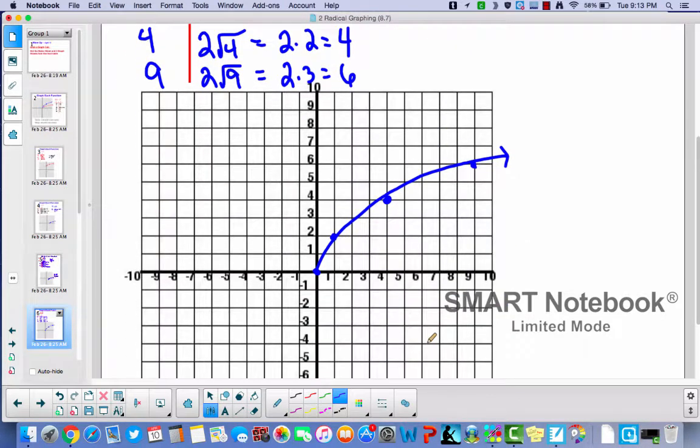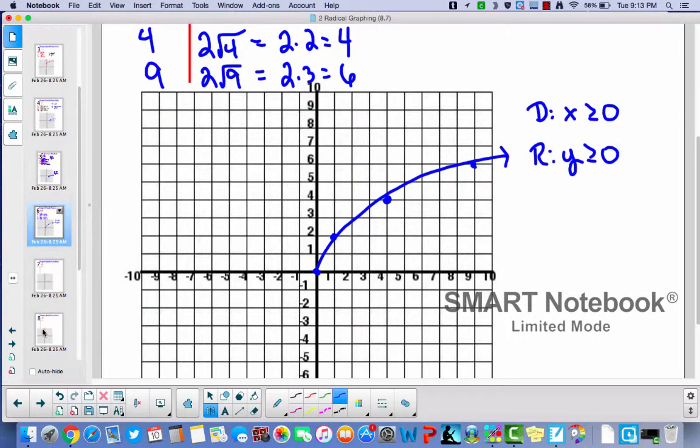Does that impact our domain or our range? Well, let's think about that. What values of x can we put in? We can start at 0 and get bigger. So our x is greater than or equal to 0, or all positive roots. Our range is the same way. Y is greater than or equal to 0. So that doesn't impact it.